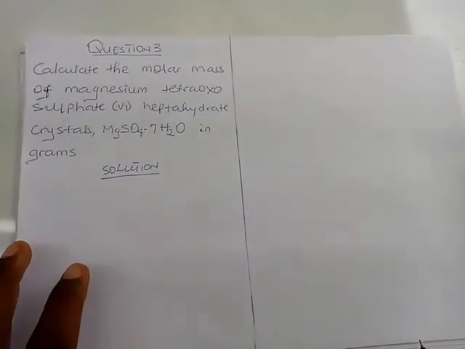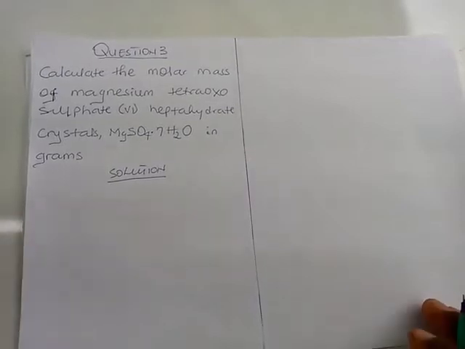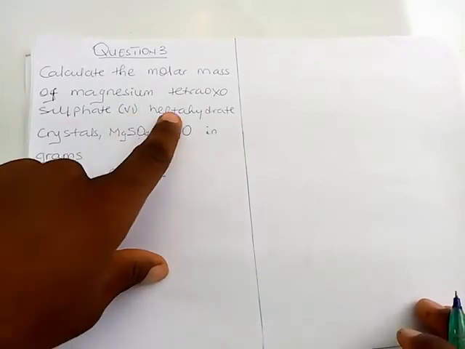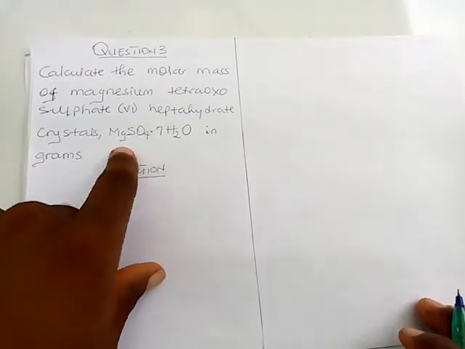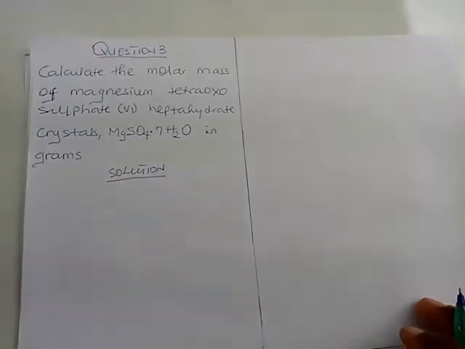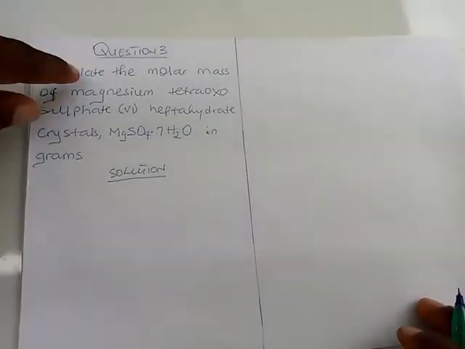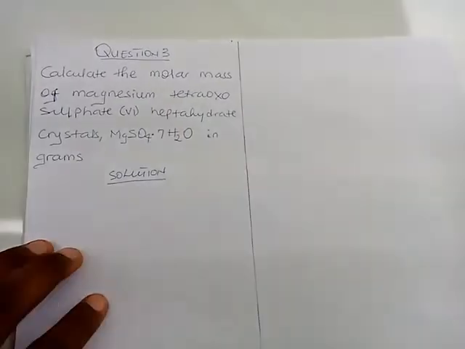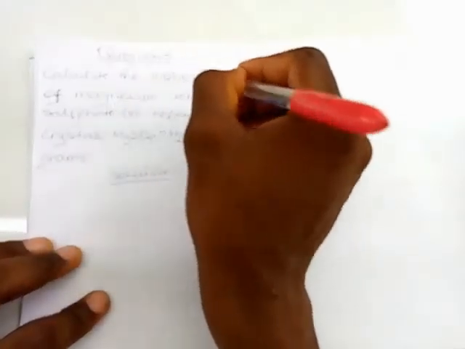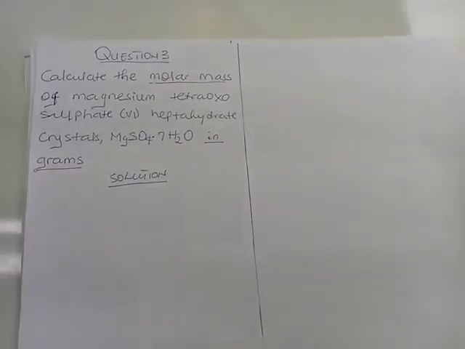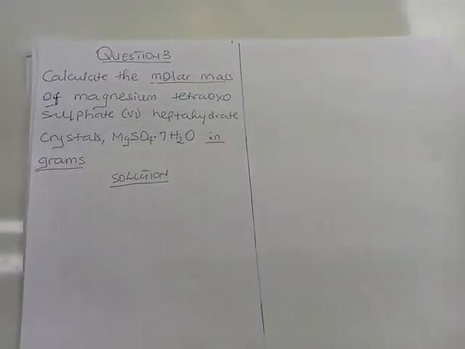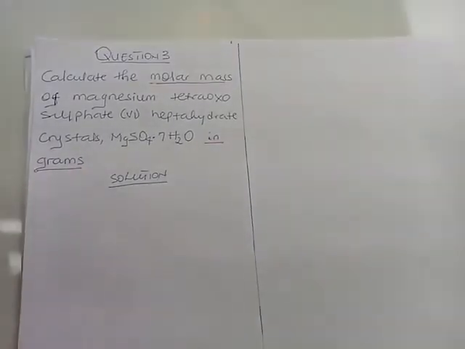So if you can still remember the 3 basic steps I listed, take note of what has been given. Here we're given the name of the compound and the formula. That's the chemical formula of the compound. Okay, that's 1. 2, what are we asked to find? We're asked to find the molar mass in grams. And then the next thing is, what is the connection between what you have been given and what you are asked to find?